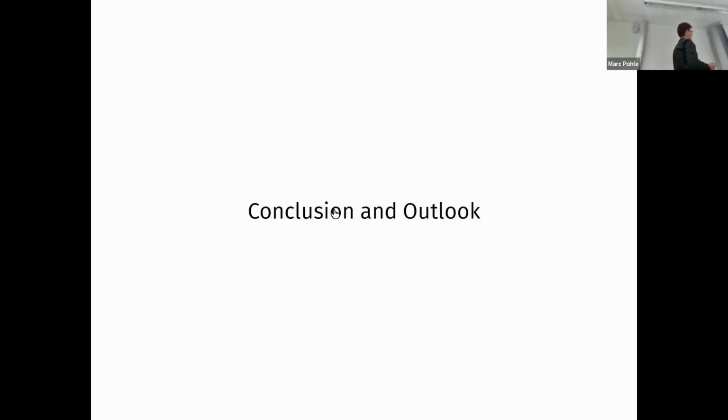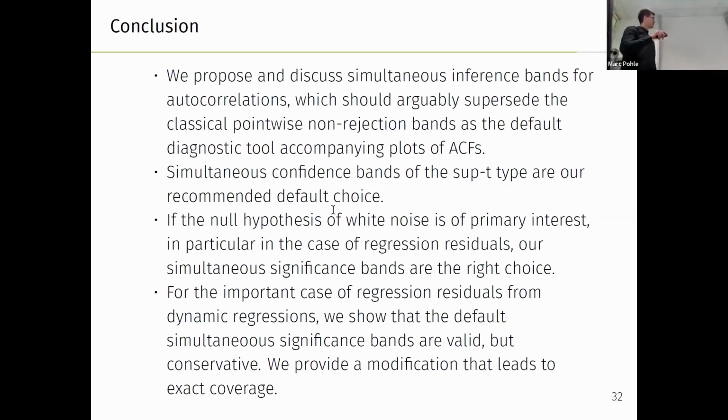This is to conclude and provide an outlook. This is the summary in a way. We propose these simultaneous inference bands, so confidence bands and significance bands, non-rejection bands for autocorrelation functions. We think that the default choice in those plots should change. The default choice should be, in our view, confidence bands. And if you're interested in the null of temporal independence, as for example in the case of regressions, you could use the significance bands.